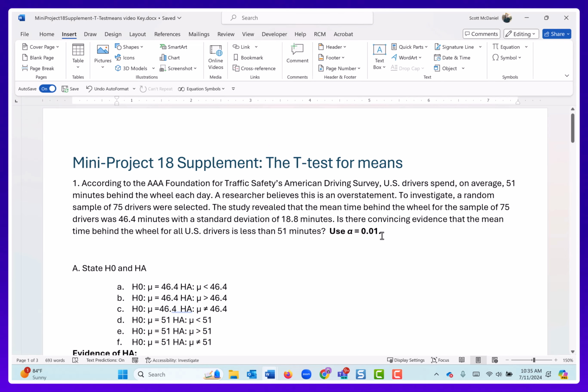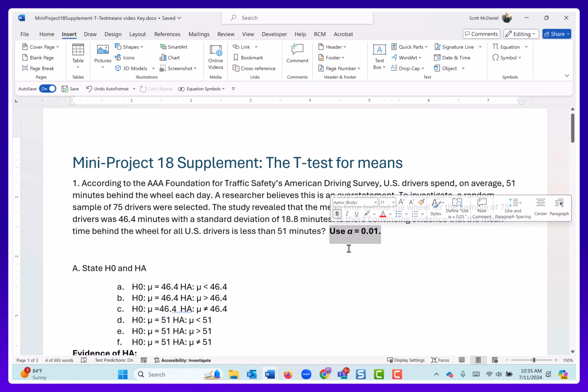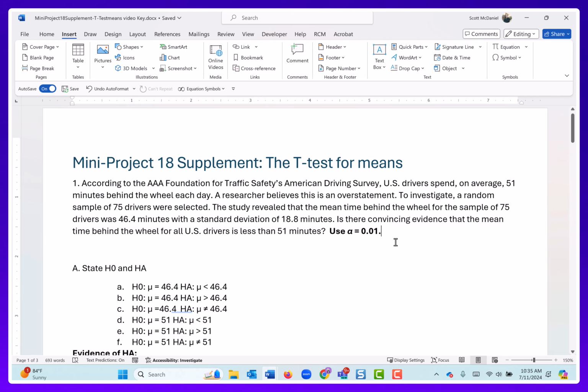And here we're going to use an alpha of 0.01. If an alpha is not stated, similar to what we did with proportions, we're just going to assume 0.05, but here it does state 0.01. We want to really make sure that if it is different, we get it.